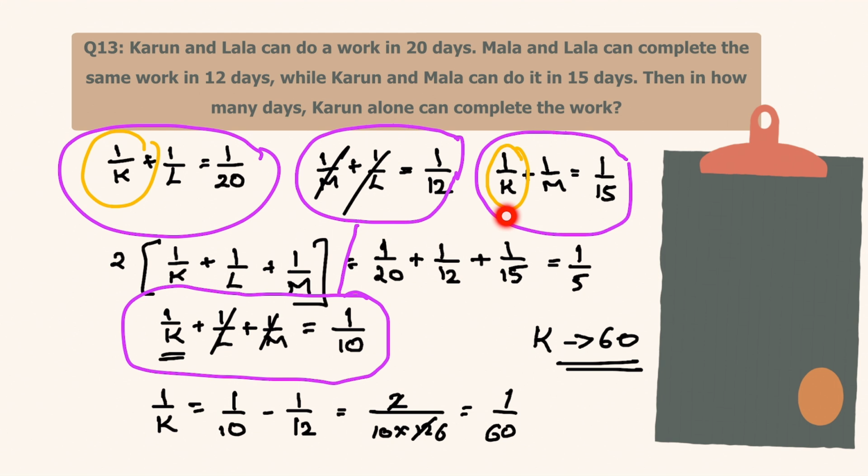Moving on, next question. Surya and Keshav can paint a wall in 15 days and 10 days respectively. Surya left after 3 days of working together. Then in how many days can Keshav complete the work? Please answer the question. Pause the video.